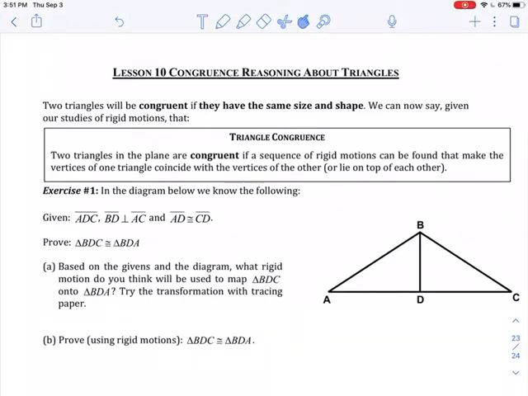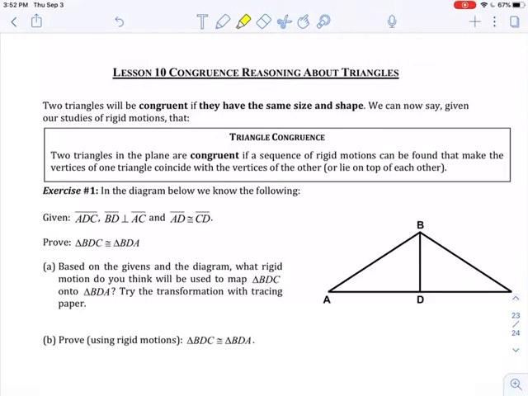Hi GOH, this is Unit 2, Lesson 10, Congruence Reasoning about Triangles. This is the last lesson in this unit, and it ties it together, and it's an introduction to what we're going to do in the next unit, which is proving that triangles are congruent to each other.